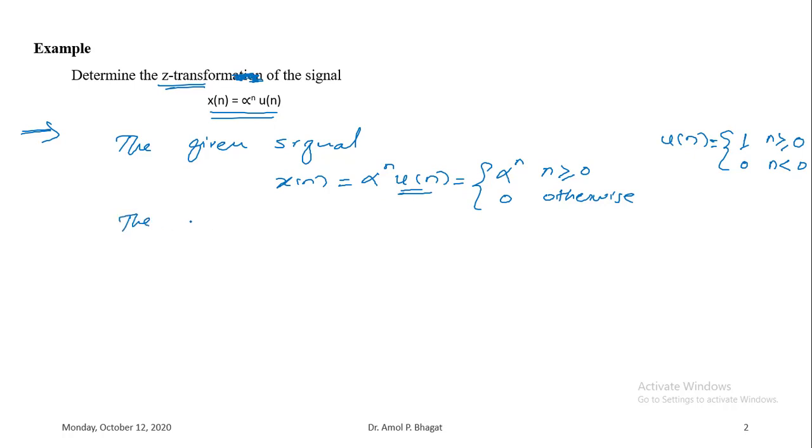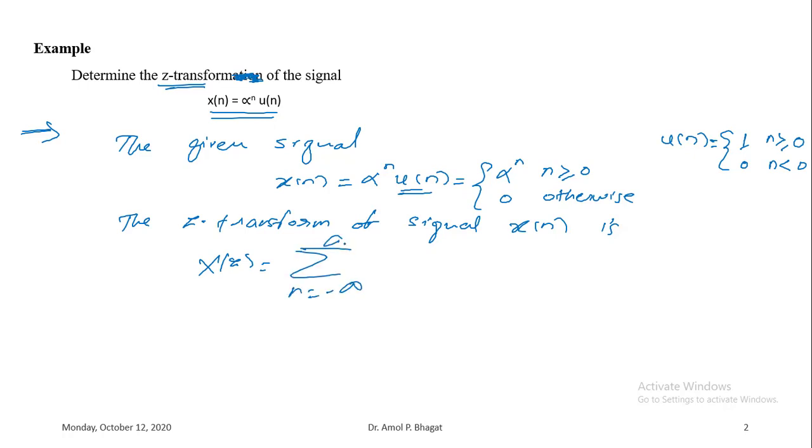Okay, so the Z transform of signal x of n is given as capital X of z is equal to summation n is equal to minus infinity to infinity x of n into z to the power minus n. We have seen this formula. So here in place of x of n you can substitute the given signal, that is alpha to the power n into u of n into z to the power minus n, as it is.